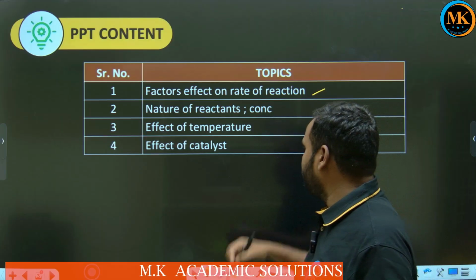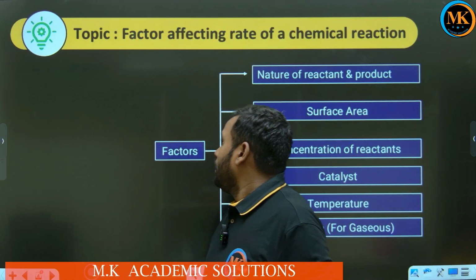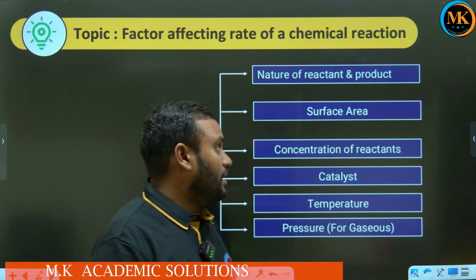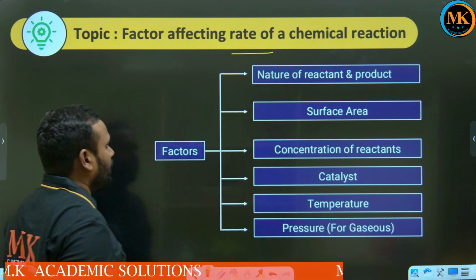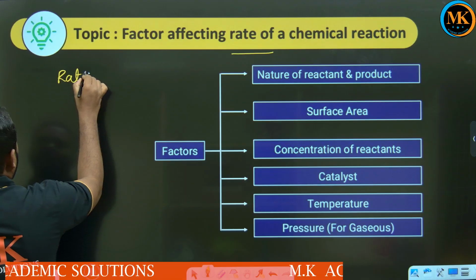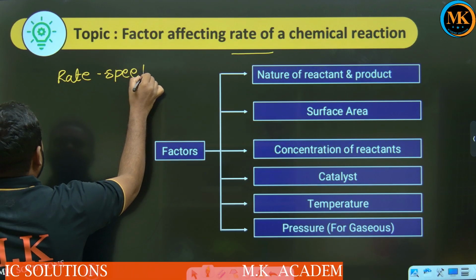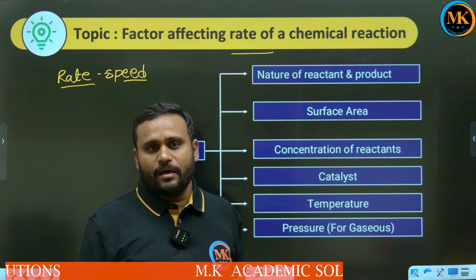Some of the important factors I have listed here. First let us see what the factors affecting the rate of reaction are. We know the meaning of rate of reaction. Rate means speed. Rate is nothing but the speed of reaction. So which factors affect the rate of reaction?